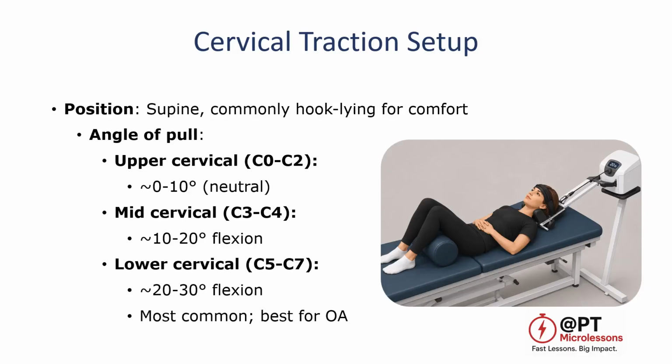The patient is positioned in supine, often in a hook-lying position for comfort. The angle of pull varies by target region. For upper cervical segments, a neutral angle is used. As you move lower in the cervical spine, increasing flexion is used. Traction in the range of 20 to 30 degrees is most common, especially for lower cervical segments. This angle of pull is also commonly used for patients with degenerative changes, such as osteoarthritis.